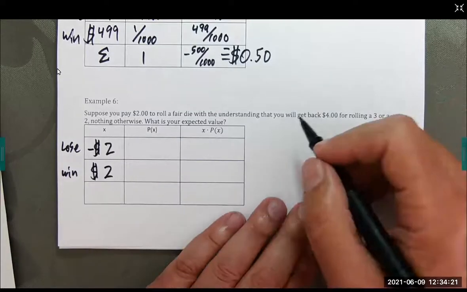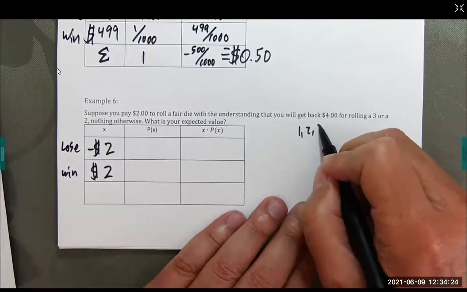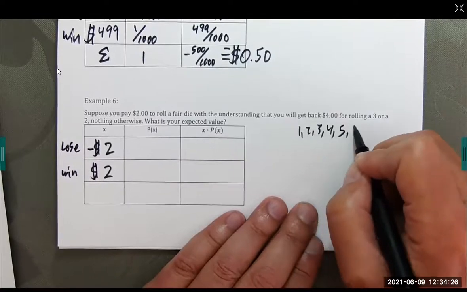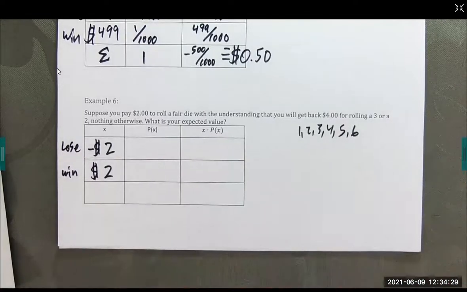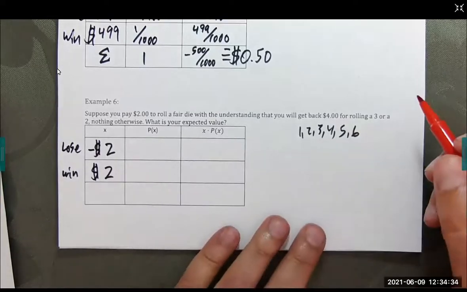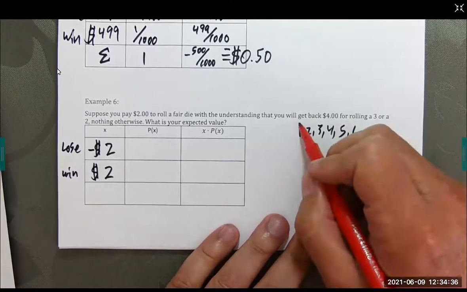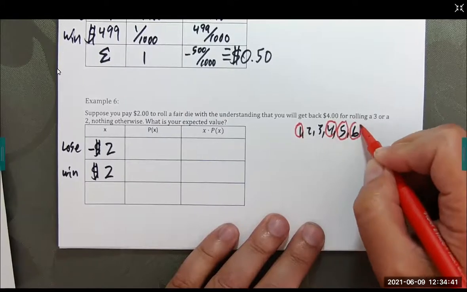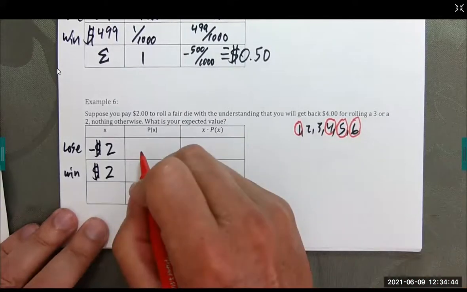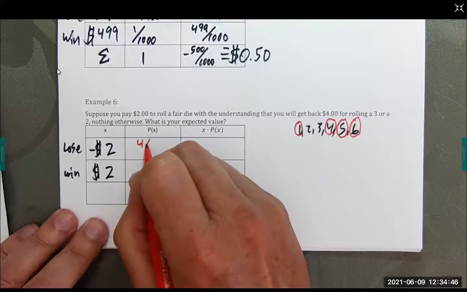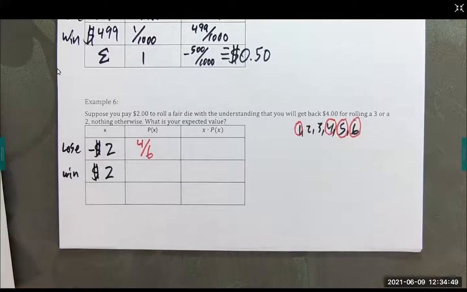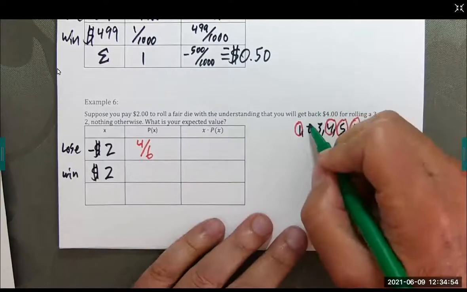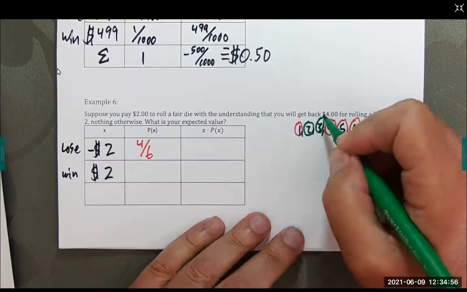And when you roll a fair die, this is your sample space, that's everything. And the lose, how many times out of the 6 can I lose? Well, I only win for a 2 or a 3, so I lose here, I lose here, I lose here, and I lose here. So that's going to be a probability of 4 out of 6 chances that I'm gonna lose. Now for me to win, I only have 2 chances of winning.